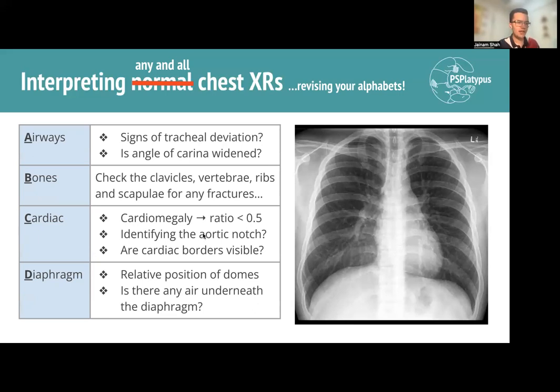Also, can you identify the aortic notch? So that's the place that I mentioned about the arch of the aorta. You can kind of see that here. That's where the ascending aorta comes out and becomes the descending aorta as it passes through the arch shape.